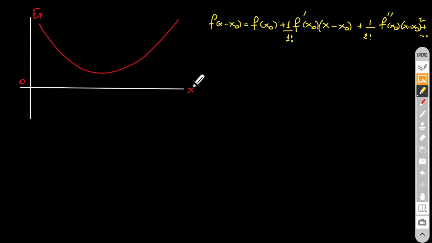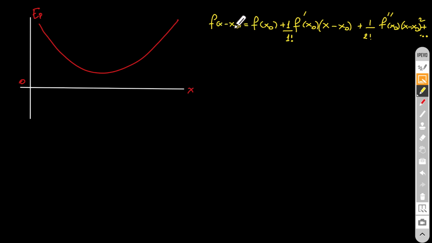Now I'm using x, it may be r, it may be theta, it doesn't really matter what the variable is, so long as I have a minimum of the potential energy as a function of a variable.